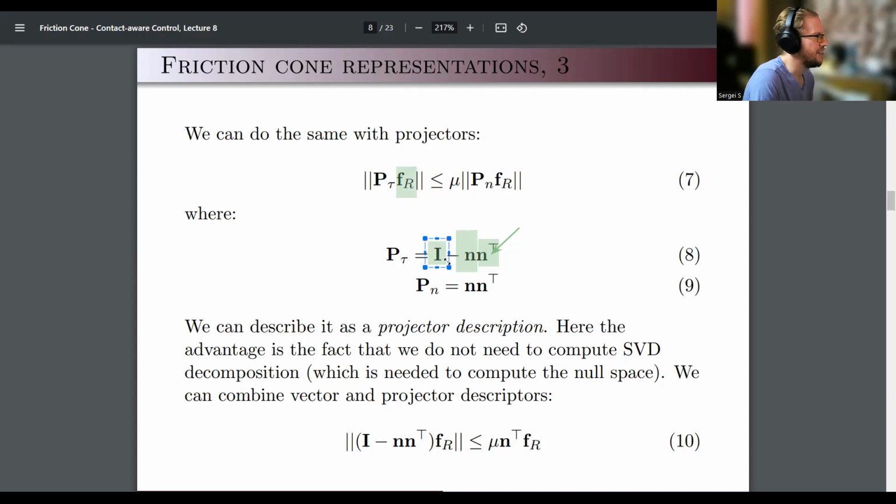Fr times I is Fr. So we subtract from it its normal component. What is left? Well, what is left is clearly the tangential component, because we subtracted the normal component. We subtracted the projection onto the n axis. So that's how you can again see that this is a projector onto the horizontal, like tangential space.